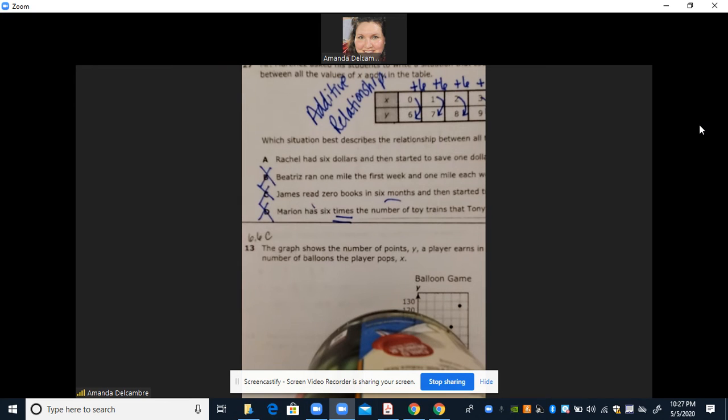So she had $6. And then she started to save $1 a week. So this is week 0 weeks. She started off with $6. And she had 7, and then 8, and then 9, and so on.